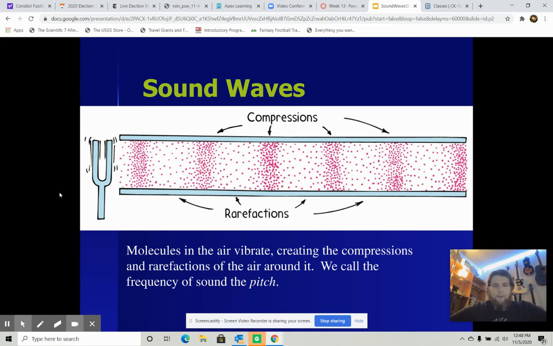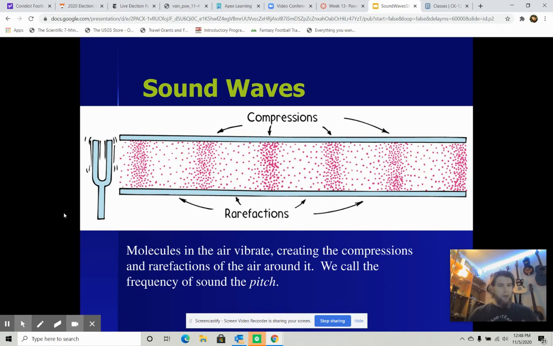If we talk about sound waves in the air, what we're really talking about is air being compressed, then retracting, then being compressed again and spacing back out, which are called rarefactions. So we have these compressions, and then the rarefactions make up our sound waves. The molecules in the air vibrate, creating these compressions and rarefactions of the air around it.